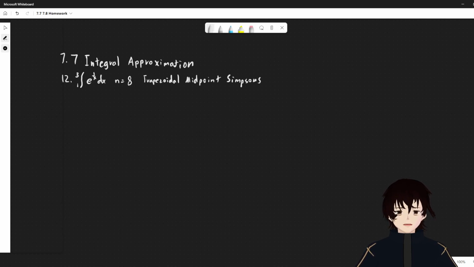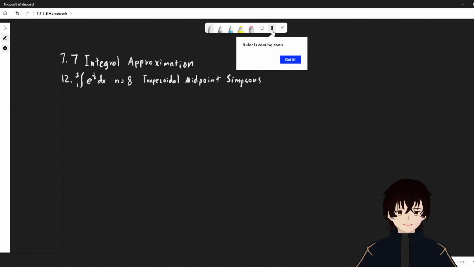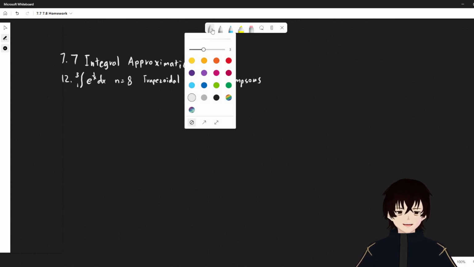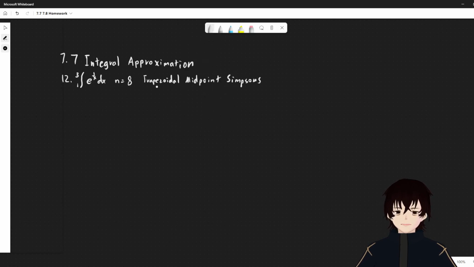Oh, also, one of the changes that I really liked is, let's say I draw something. Now if I use the eraser and touch it, the entire thing disappears. That's probably my favorite change so far. And it says rulers coming soon. I don't know what the ruler was used for. Never actually used it.